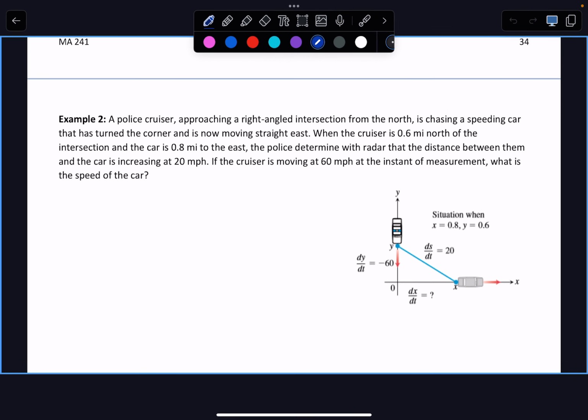All right, so we're going to talk about example 2 here. And I'm going to put down this screen. We're going to do a couple of related rates problems. Like I said, as soon as we finish the related rates stuff, we're going to be done for today and you guys can go. All right.